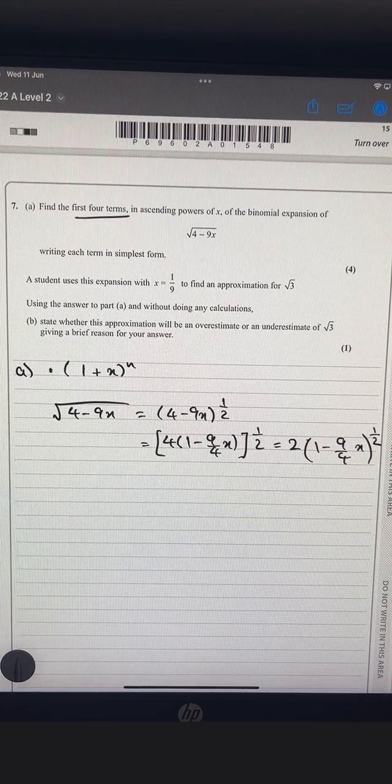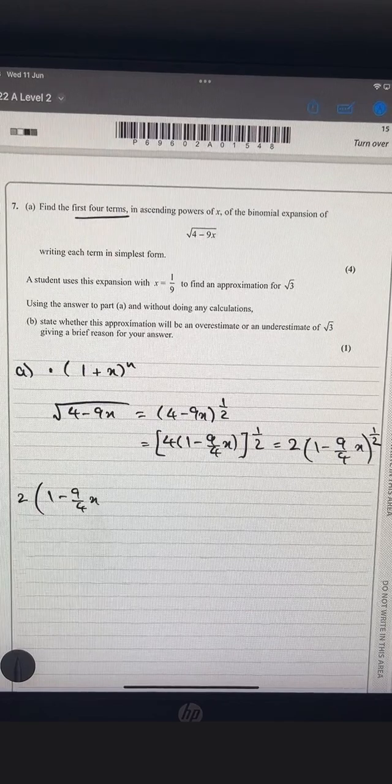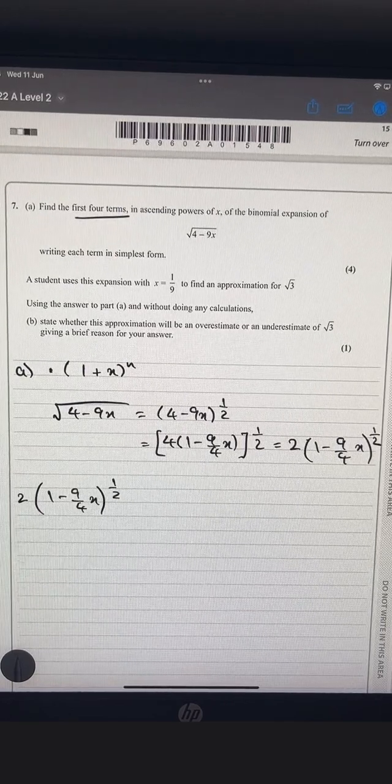Trust me. Okay, cool. So I have this, and now I can expand this. So I'm just going to write it out on the side. 2 multiplied by (1 minus 9 over 4x) to the half. And the main mistake that people make is not multiplying by this 2. So I just put that in every step so I don't forget. Okay, so that's going to be equal to 2 square brackets.